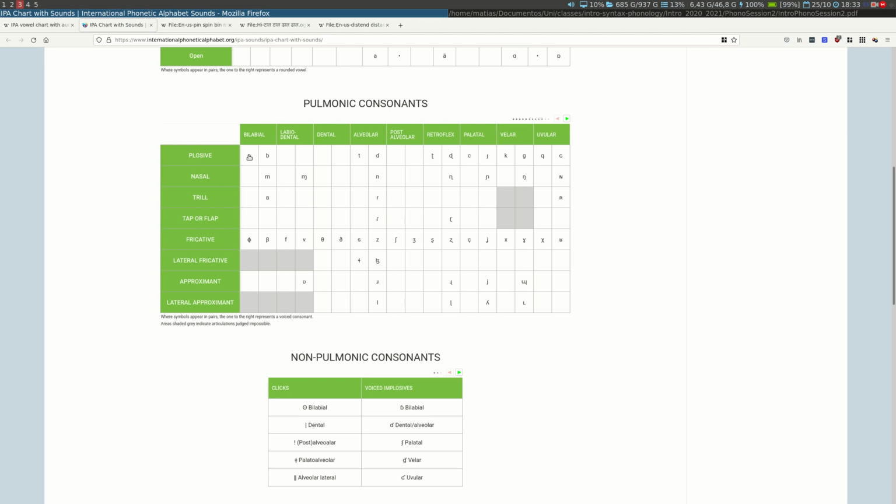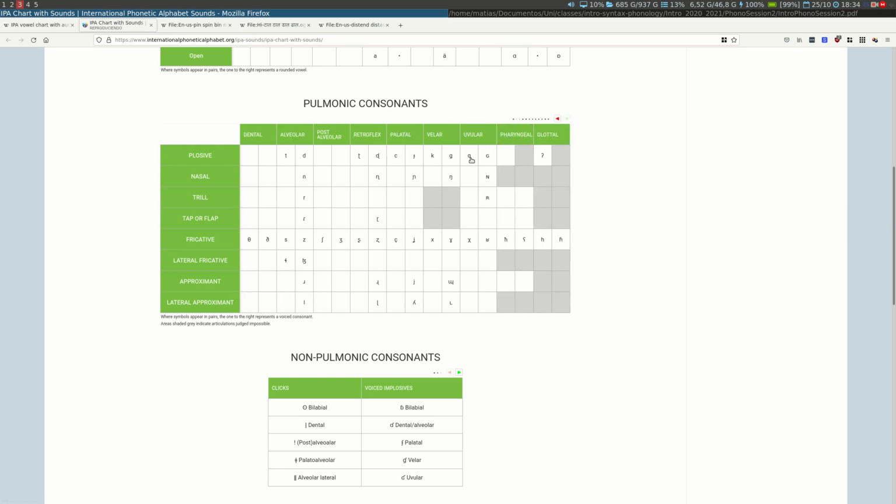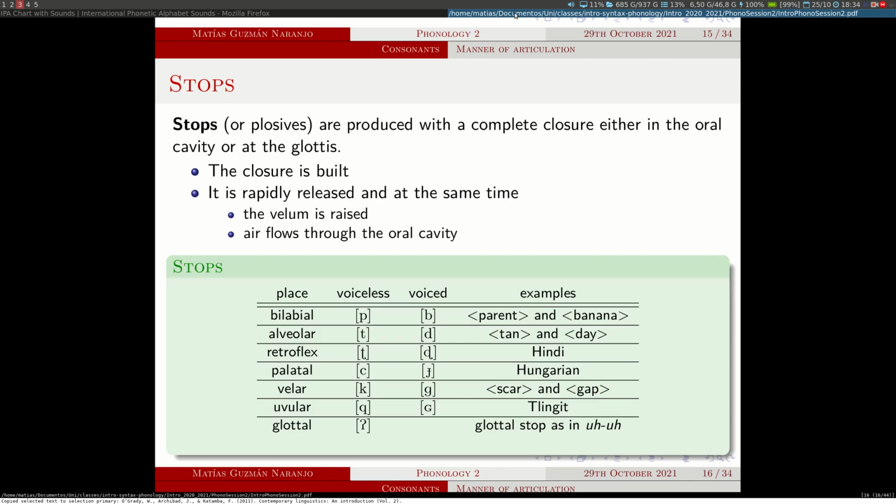So P and B are fairly common, T and D. Then the retroflex versions. Then you have palatal stops. The velar versions you should be familiar with, which is K and G. There's the uvulars again.